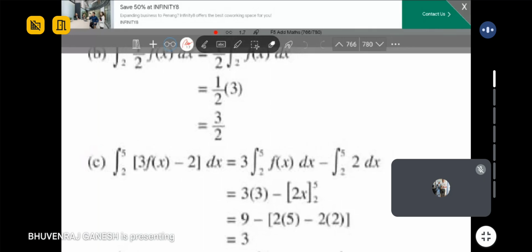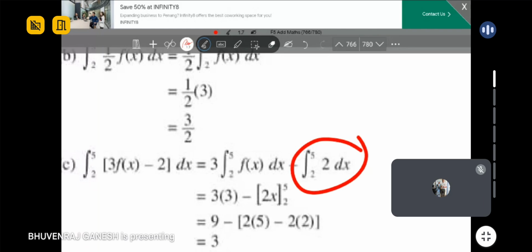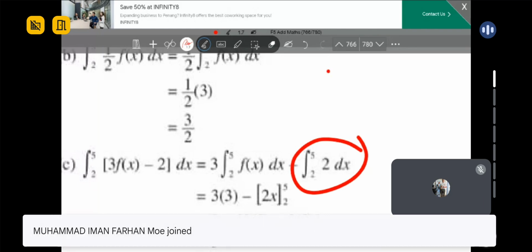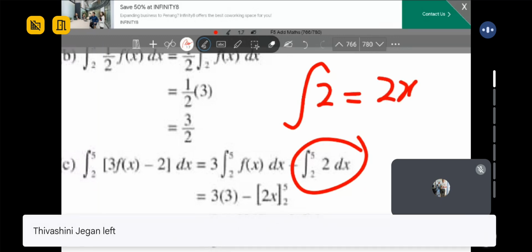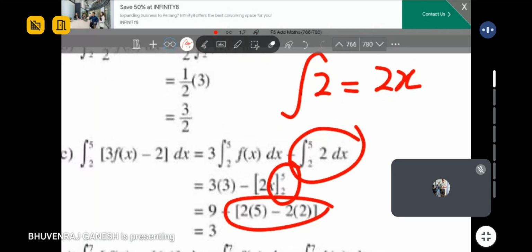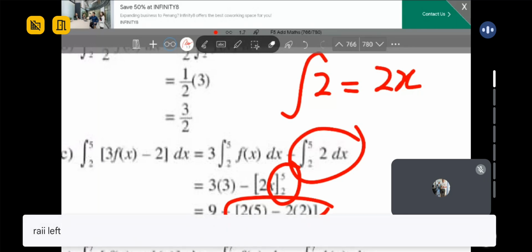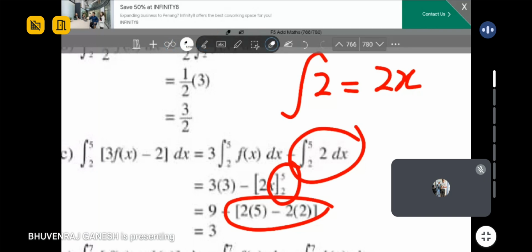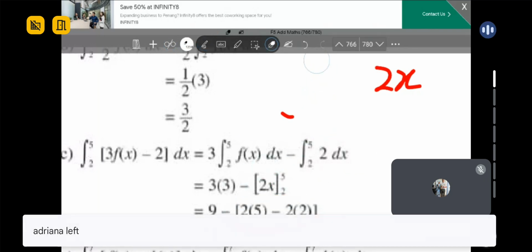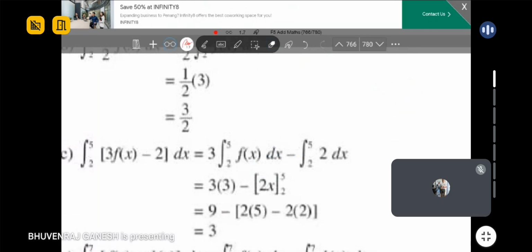Okay, so for this part, untuk bahagian ni, kamu kena kamikan. You have to integrate as usual. So, kalau kamu kamikan 2, kamu dapat 2x. Okay, you integrate 2, you get 2x. Then substitute your limit, gantikan had, then press calculator. Okay, so your final answer is 3. Mereka suruh cari nilai, find the value. So, kamu kena bagi jawapan dalam nilai, value. Okay, so understand? For those who asked 3C, boleh dapat cara selesaikan soalan 3C ni.